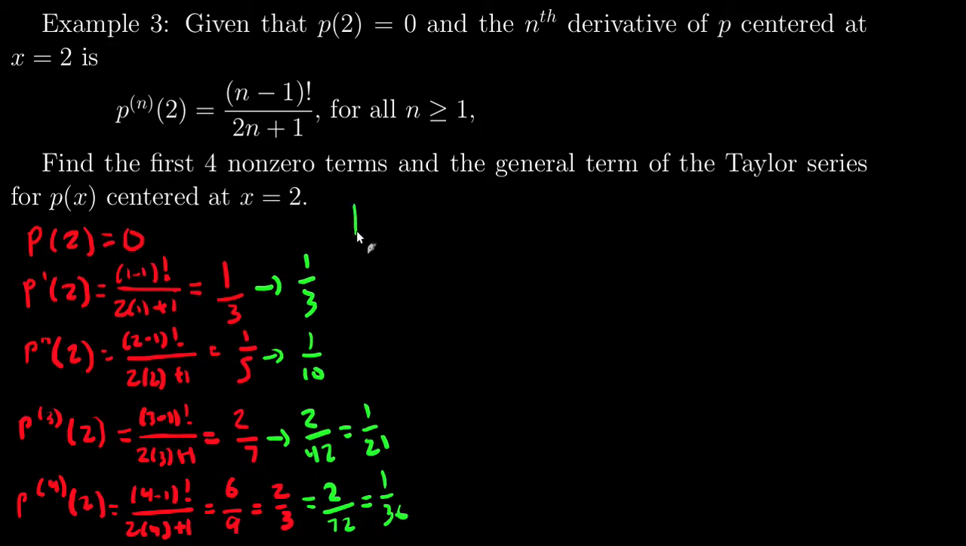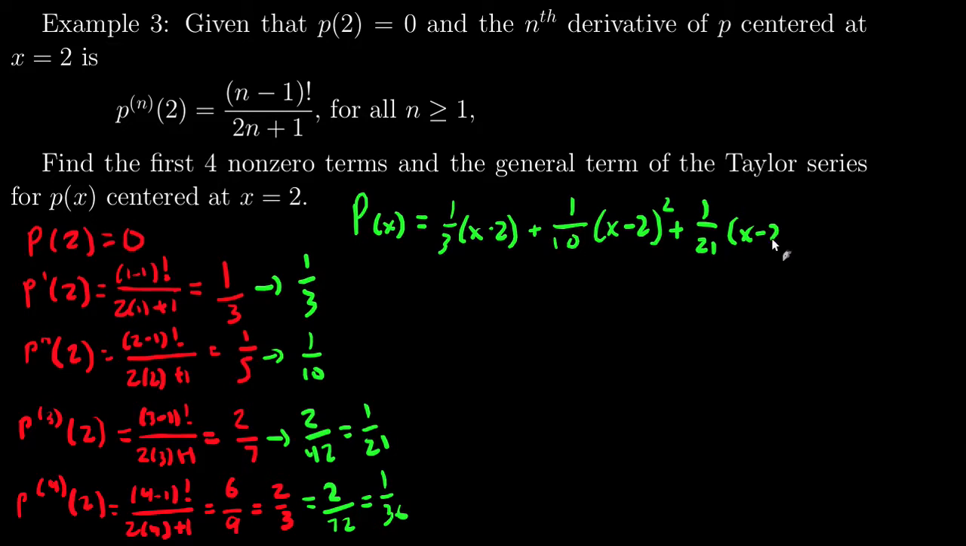So now I can see, okay, P of x, capital P for the power series, is equal to 1 third x minus 2 plus 1 tenth x minus 2 squared plus 1/21 x minus 2 cubed plus 1/36 x minus 2 to the 4th plus, and now I need the general term. And I'm looking at this and I'm like, how the heck am I going to find the general term here? Same thing as before. Looking at the final coefficients, it can be mind-boggling to try to see what's actually going on. But look back and see what actually happened.